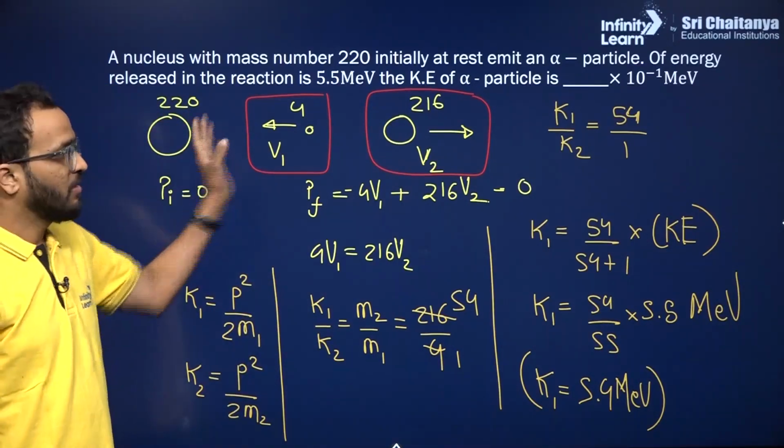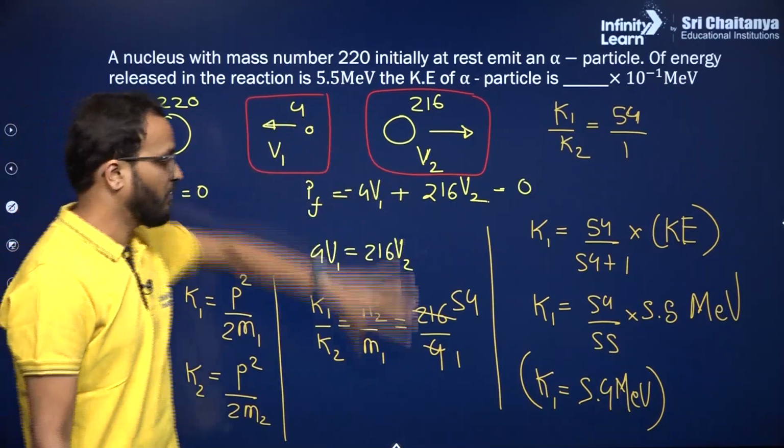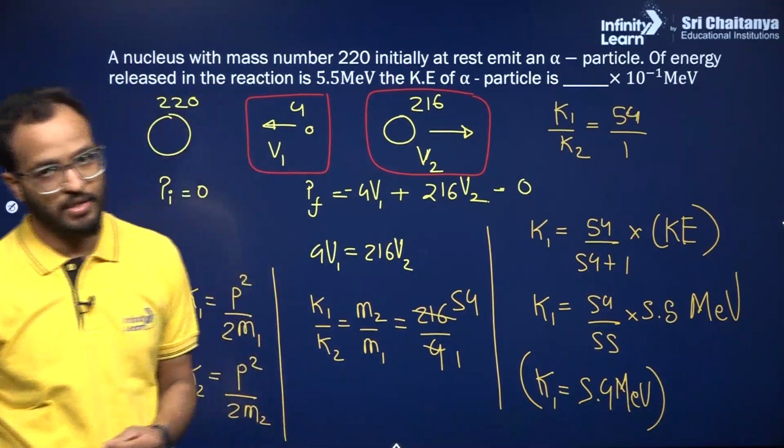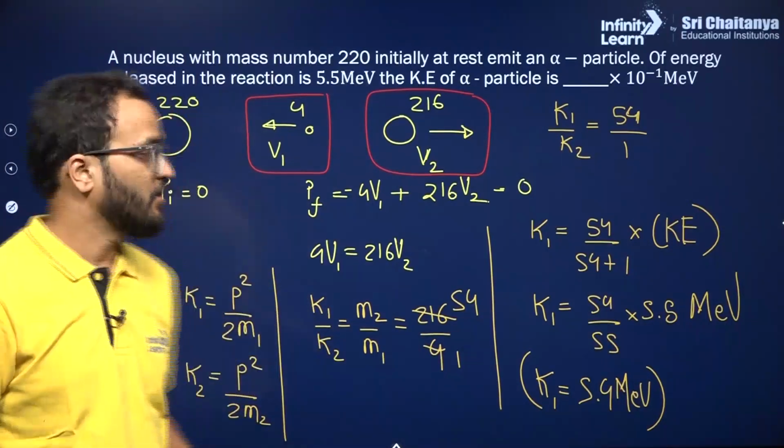Just remember the kinetic energy is inversely proportional to their masses. Clear? So I have given you this, otherwise you will solve it and it will take a lot of time. Just use this concept: the masses are inversely proportional to the kinetic energies. So lighter the mass, greater the kinetic energy, right?